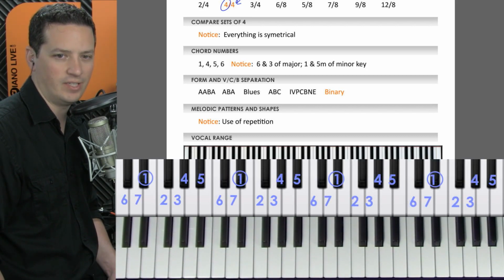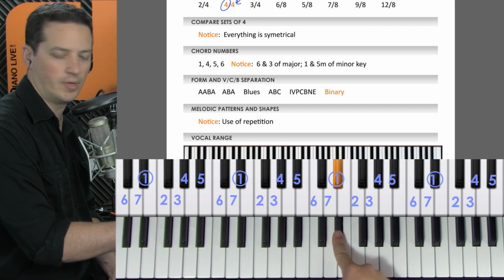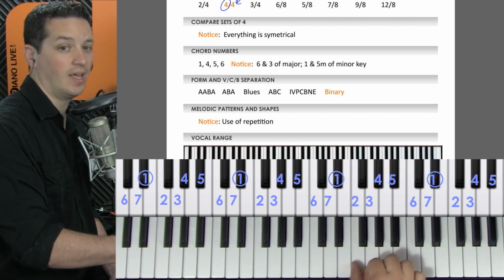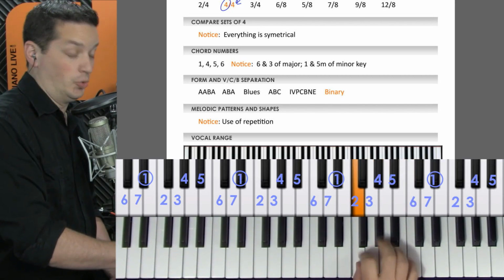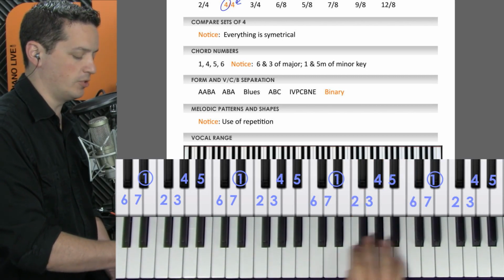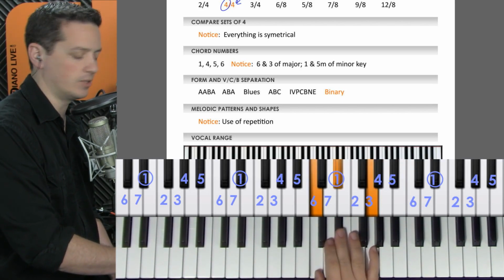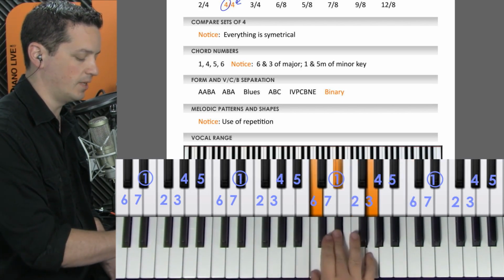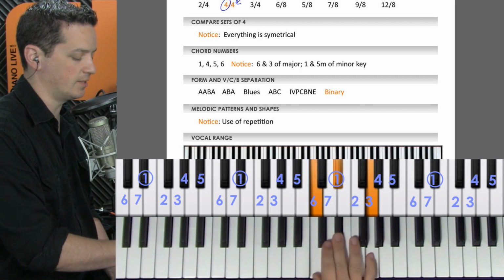If you call this the key of E flat, then we have number 1 being right here. So that makes that F chord a 2 chord. So we'd be going back and forth between the 2 chord and the 6 chord. 2 and the 6 and the 2 and the 6.